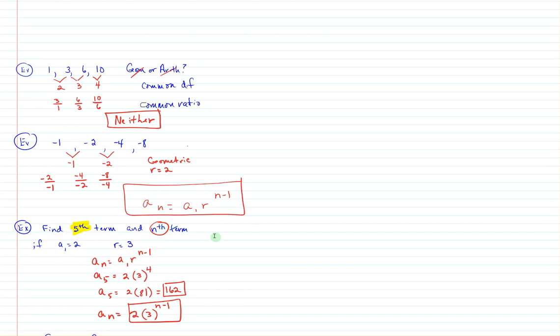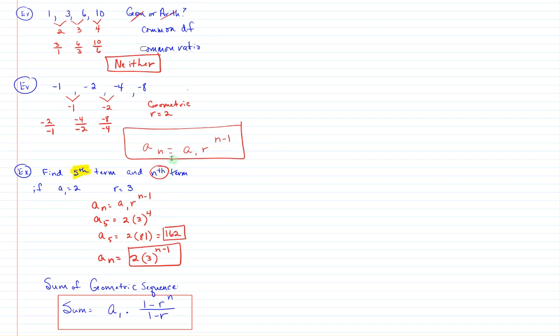In this one, -1, -2, -4, -8. Let's see if there's a common ratio. -2 divided by -1 is 2. -4 divided by -2 is 2. And then -8 divided by -4 is positive 2. So the geometric ratio is 2.